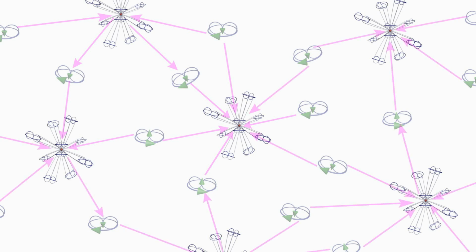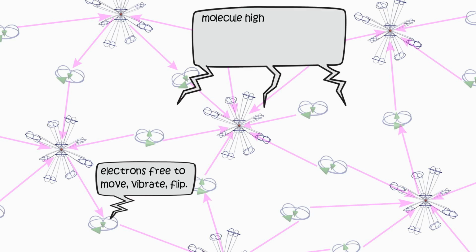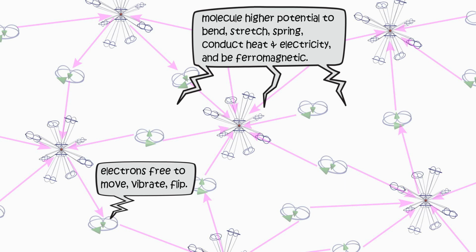The atom losing the electrons becomes a positive ion, attracting nearby electrons, and the process repeats, eventually developing into a sea of positive ions attracting electrons but unable to keep them in the outer shell. In such a structure, electrons are free to move and orientate, connecting atoms at all angles at stretchable distances, giving such molecules higher potential to bend, stretch, spring, transmit heat and electricity, and be ferromagnetic.